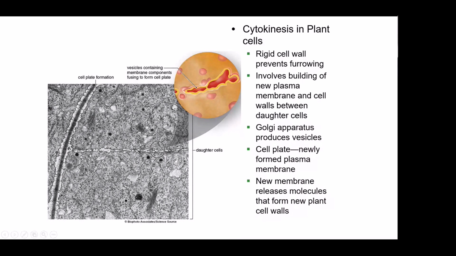This cell plate will create more membrane on either side, and then external to that membrane will be the formation of cell wall, because plant cells have a plasma membrane just like any other cell, but they do of course have the cell wall that makes them very structured. So they can't furrow, so instead they create this structure of membrane and wall separating the two daughter cells.